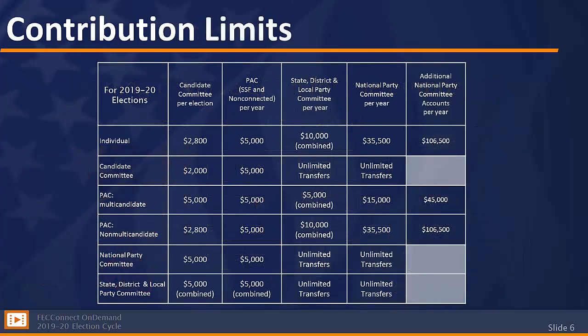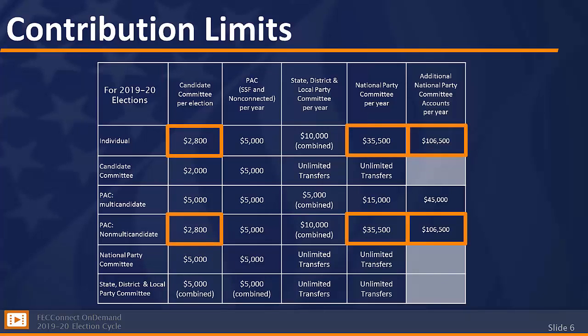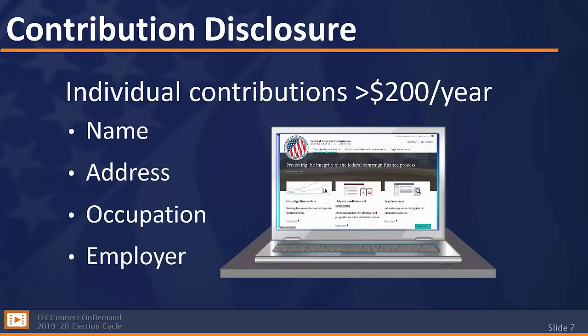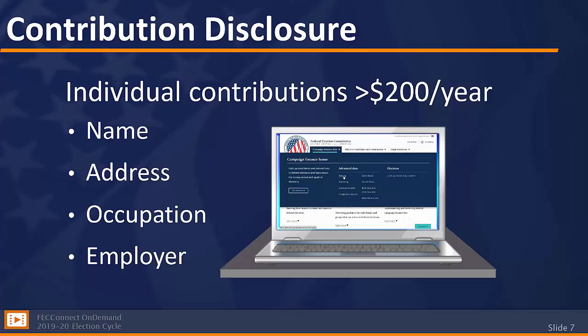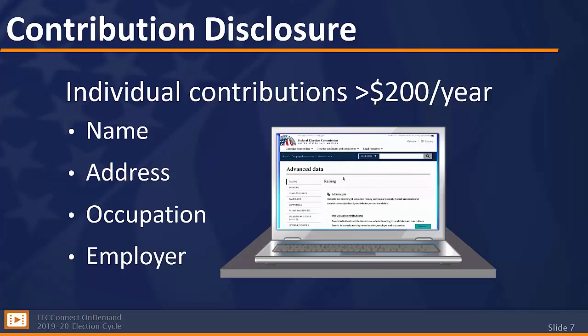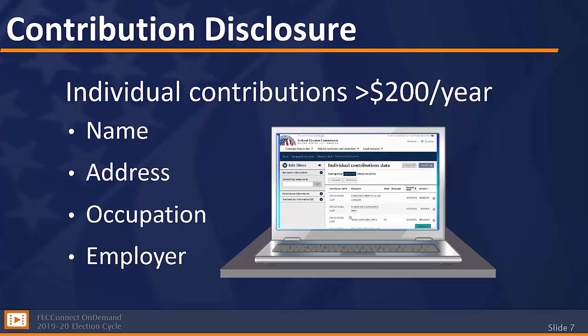Any contributions you make to federal candidates and committees are subject to the limits set forth in this chart. The highlighted limits are adjusted for inflation each election cycle, so be sure you're looking at the most current limits chart before making a contribution. If you contribute more than $200 to a candidate, PAC, or party committee, your name, address, occupation, and employer will be disclosed as part of the recipient committee's report to the FEC. Those reports are made public in the FEC's Public Records Office and on our website.